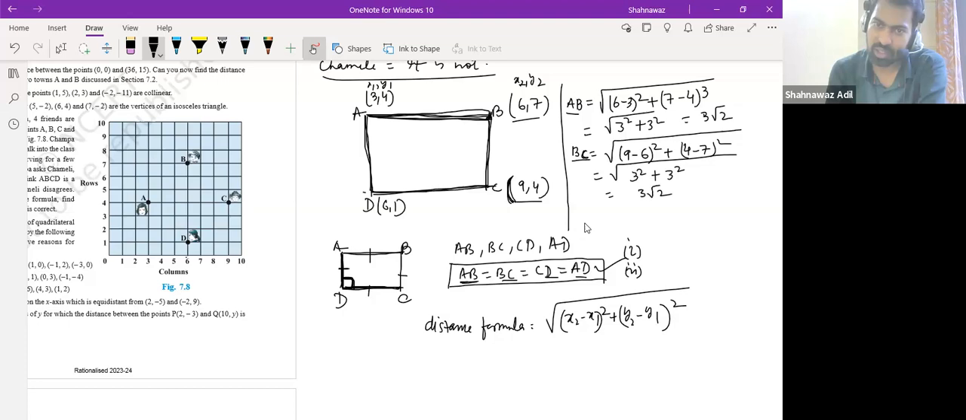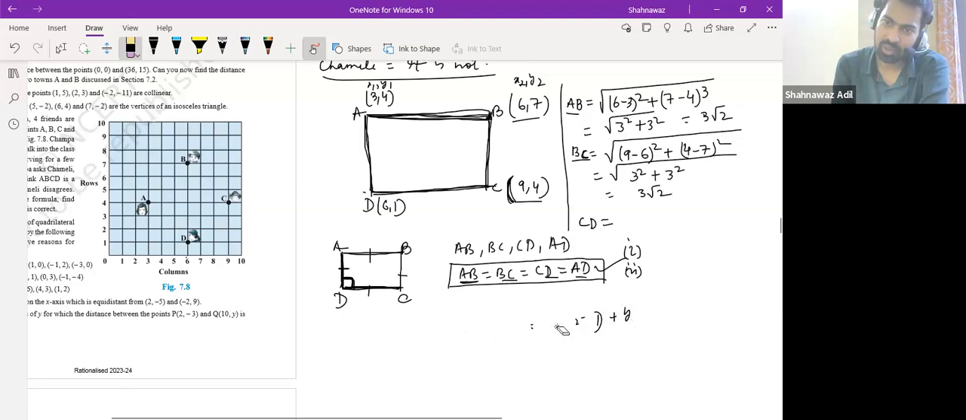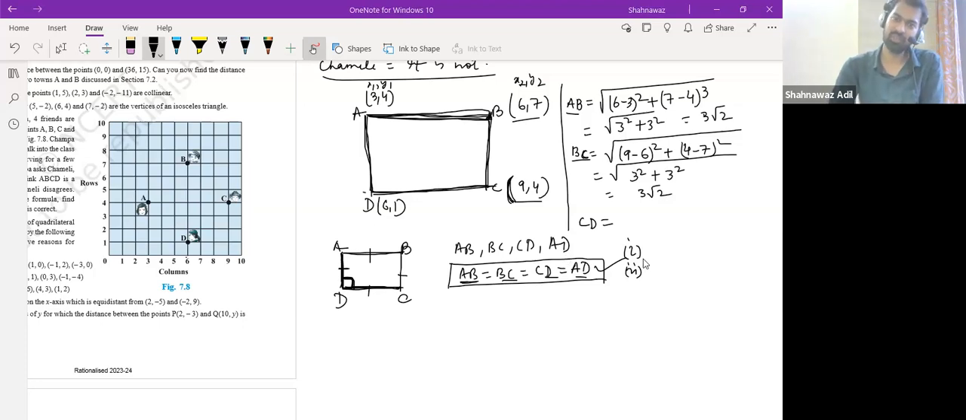And what about CD? Oh, there's a chat. Yes, Rizwan, how did you get 9? Which 9? AB, can we write AB as root 18? So we can write root 18, right? We can write AB as root 18. Yes, root 18. We can write that.